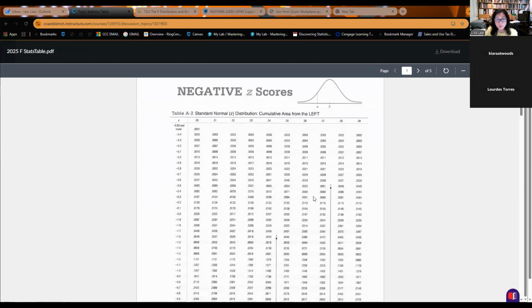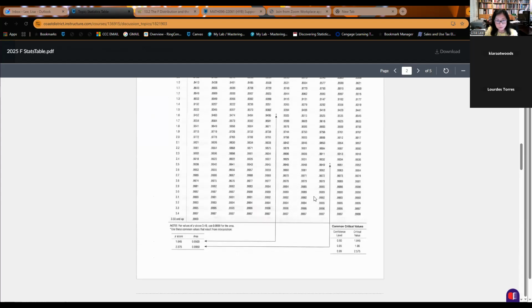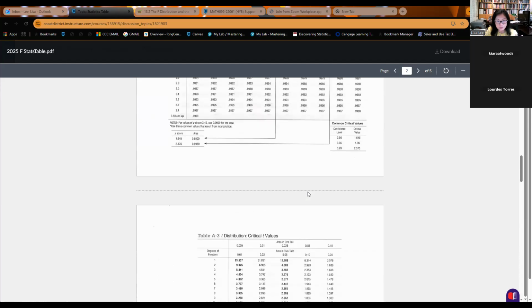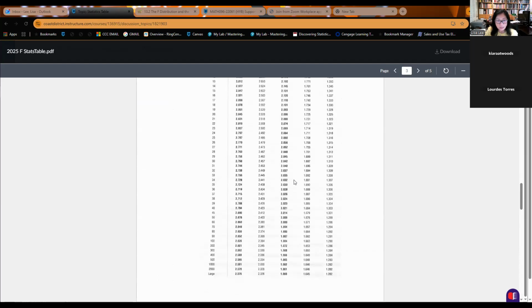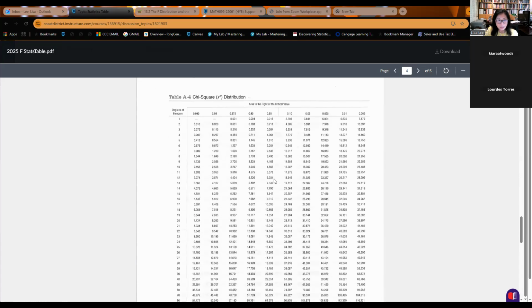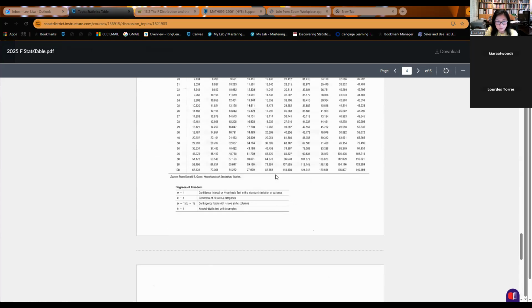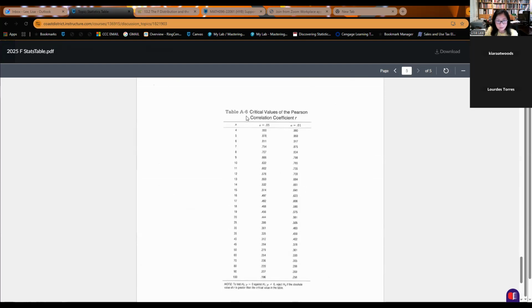So this first table is for the Z-score. For the earlier chapters, until chapter 5, chapter 6, chapter 7, we needed that. Then chapter 8 and chapter 9, we needed this table T. A4 is for chapter 11, chi-square test. And for chapter 12, we use this one, linear regression, A6.